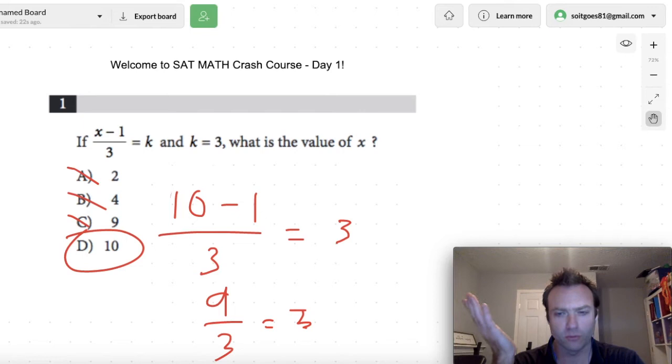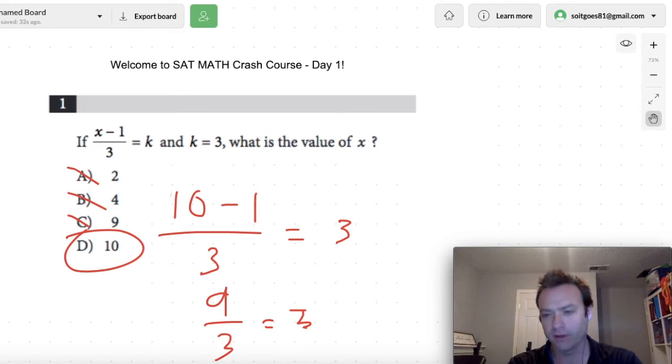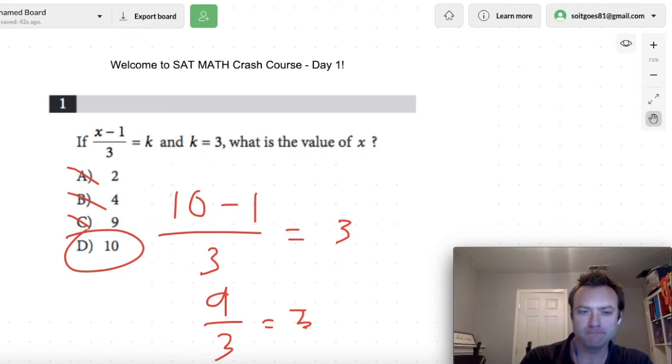That's the beauty of this strategy: there's nothing really to mess up as long as you can do arithmetic. We've done two different things. We've eliminated all the wrong ones that we know don't work, and we've confirmed the right one. You can feel 100% confident that you found the right answer choice here. Any questions? No, sir. All right, let's go on to the next question.